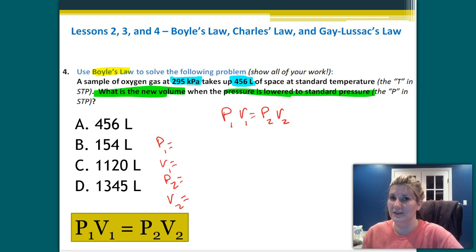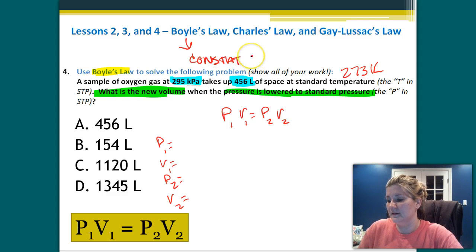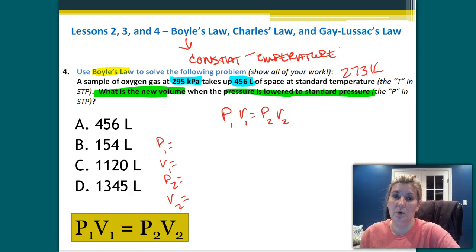And so we need to know standard temperature and standard pressure here. We said standard temperature in Kelvin is going to be 273. And it doesn't say that the temperature changed. So one aspect of Boyle's law is that we have constant temperature, and that's necessary to be true in order for this law to hold. Okay?